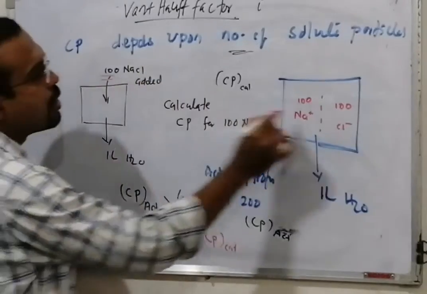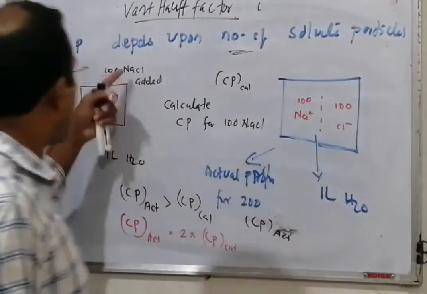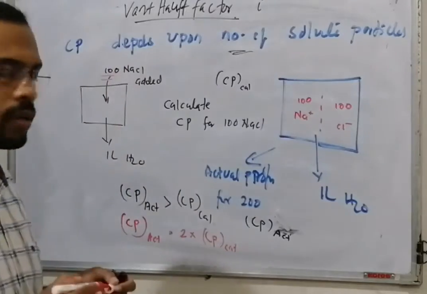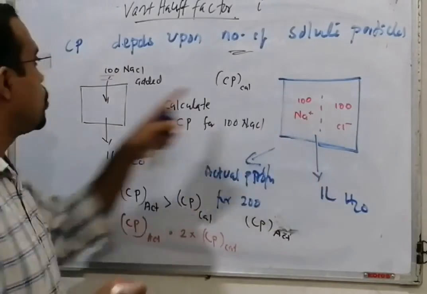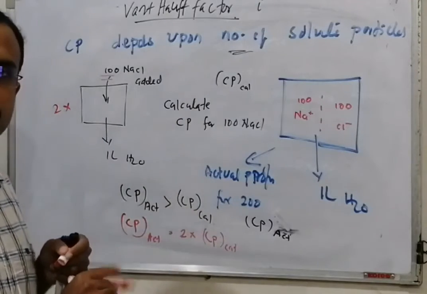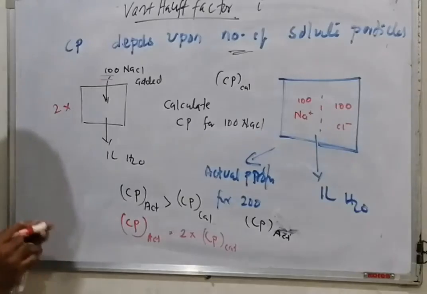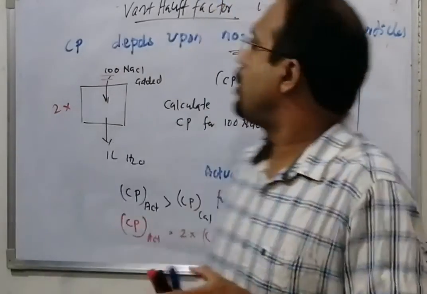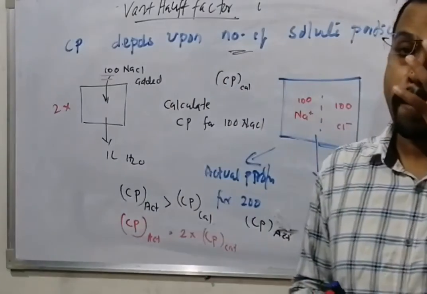It is 100, it is 200. Its number is 2 times greater than this number. Therefore, its colligative property is 2 times this colligative property. Okay? Yes. This phenomenon was observed by van't Hoff, the van't Hoff factor.